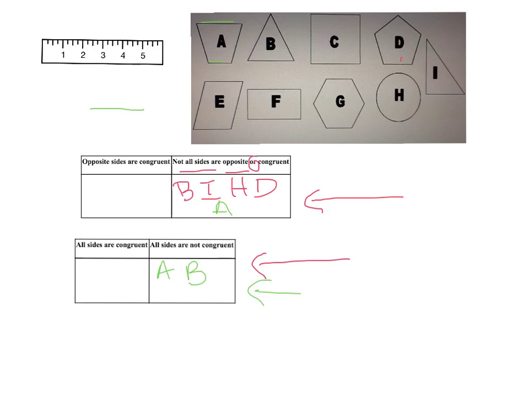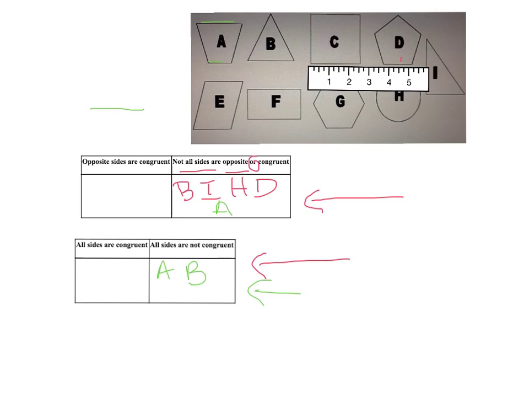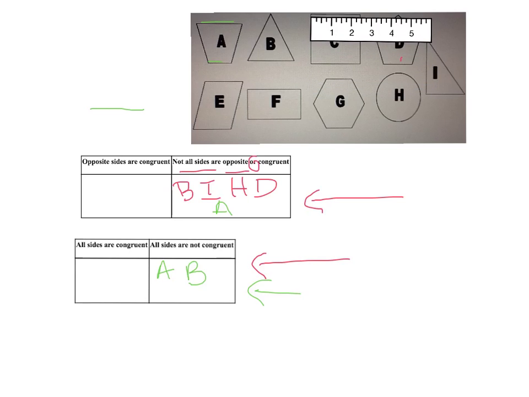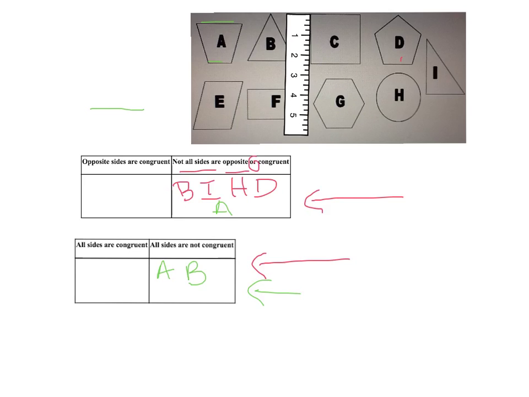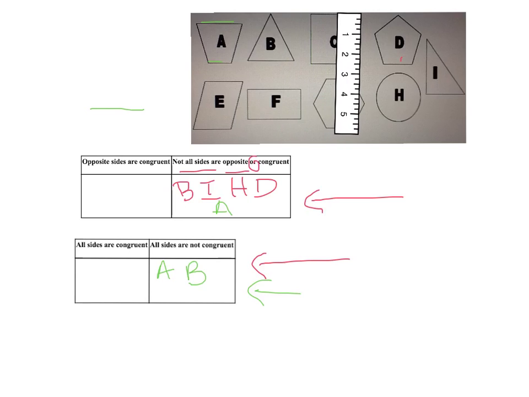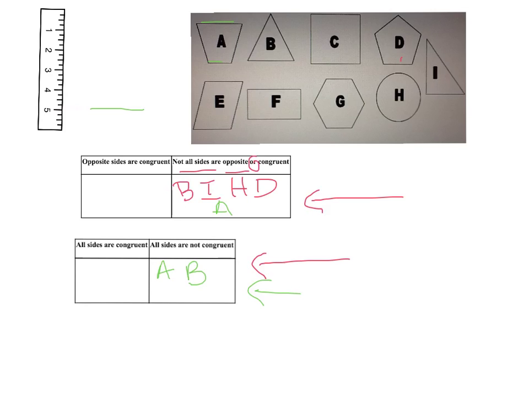Look at C. C is a rectangle or a square. We all know that. Now, if it's a square, it's going to have all equal sides. So let's see if C has all equal sides. That's about 2.5 for me. That's about 2.5 for me. So far, those two opposite sides are congruent. This one is about 2.5, which means this one has to be 2.5 because by definition, it has opposite sides that are the same. So C is a square. All sides are congruent and opposite sides are congruent.